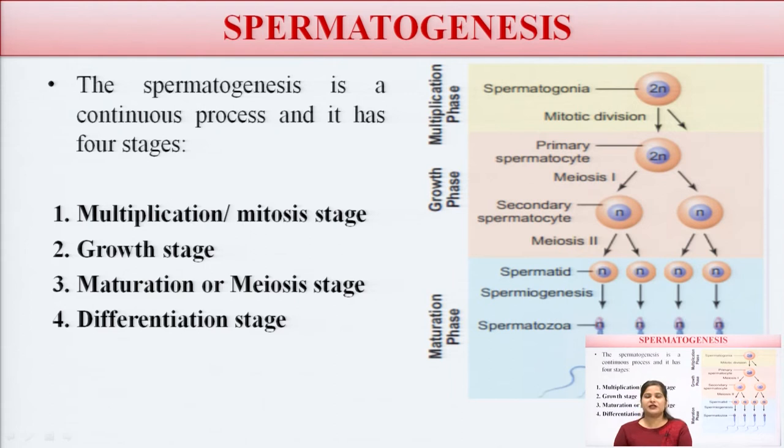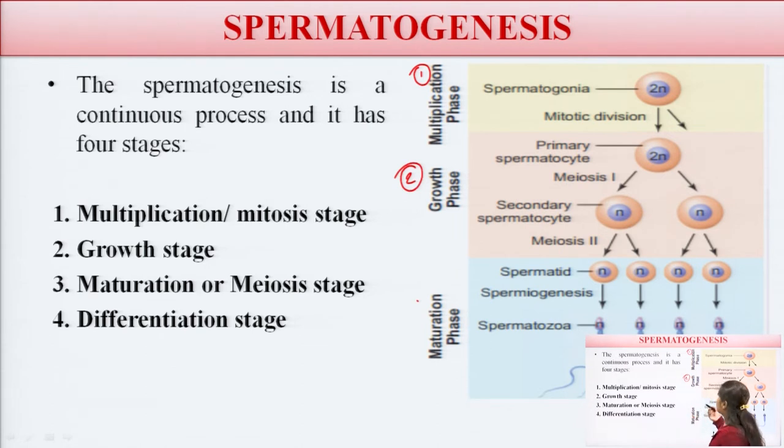Now there are some steps in the process of spermatogenesis. Spermatogenesis is a continuous process, and it has four stages: the multiplication stage or mitotic stage, then the growth stage, then the maturation or meiosis stage, and the last one is the differentiation stage. So there are four stages for the formation of sperm. We will discuss them one by one.